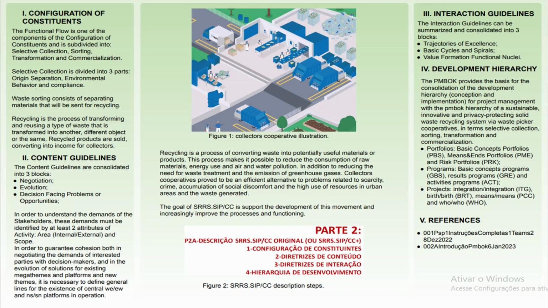Continuing, there are the content guidelines, that is the second pillar, that basically talks about the contents that we're going to discuss along the project and the guidelines that we're going to follow. They are separated in 3 blocks. There are negotiation, evolution, decision facing problems or opportunities. The next pillar is interaction guidelines. That is also separated in 3 blocks: trajectories or excellence, basic cycles and spirals, value formation, and functional knuckles.